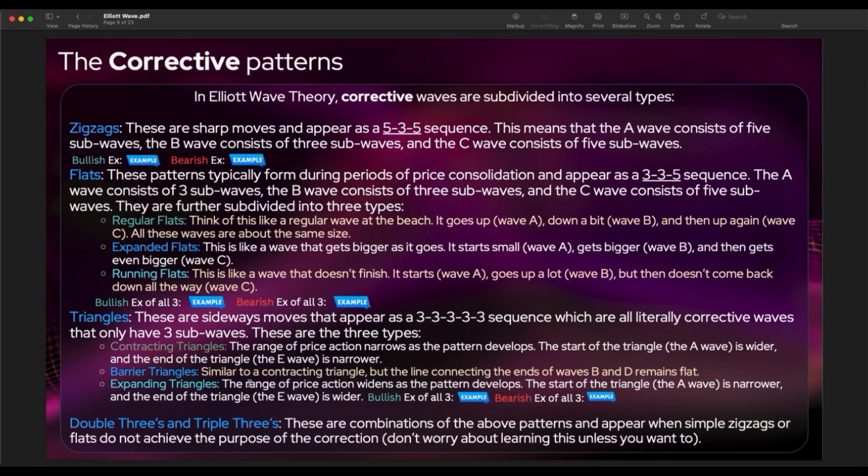I just take the overall schematic of what Elliott Wave is, and then I combine it with a little bit of price action, maybe a little bit of ICT, a little bit of this and that, and I make my own thing. All right, but don't worry about learning this part right here unless you want to. It's up to you. So that finishes this part of the episode for the corrective patterns.